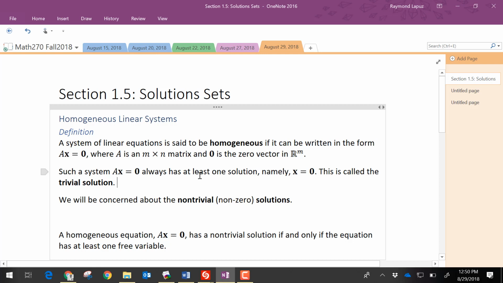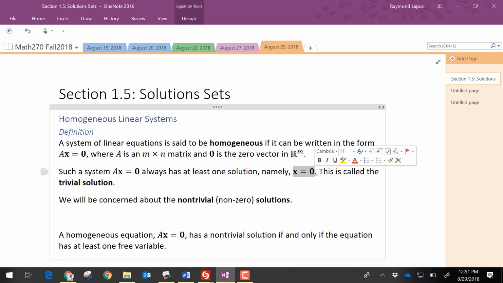So this says here that if you have a homogeneous system, you have at least one solution, the trivial solution. And the trivial solution is when the weights, so when they say x is equal to 0 in this statement, they mean x1, x2, x3, or however many x's there are. You're guaranteed at least a trivial solution. And of course, we're going to be concerned about the non-trivial solutions.